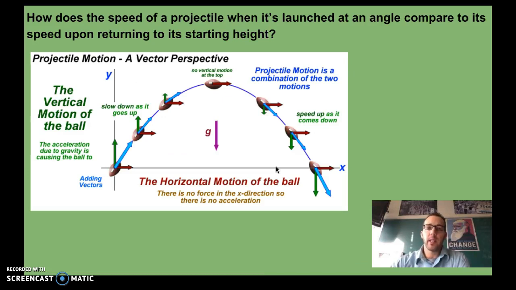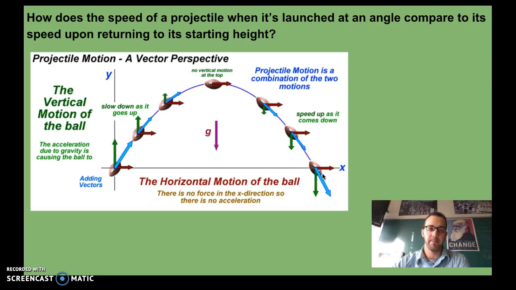How does the speed of a projectile when it's launched at an angle compare to its speed upon returning to its starting height? The speed is actually going to be the same. If the blue arrow is the total speed of the projectile, the red being the x part of the speed and the green being the y part of the speed, you can see that it does slow down on its way up because the y speed starts disappearing because of gravity, but it gets all of that on its way back down. So the blue arrows are actually the exact same size, just in a slightly different direction. So if it was launched with 30 meters per second of speed, it's going to land with 30 meters per second of speed.